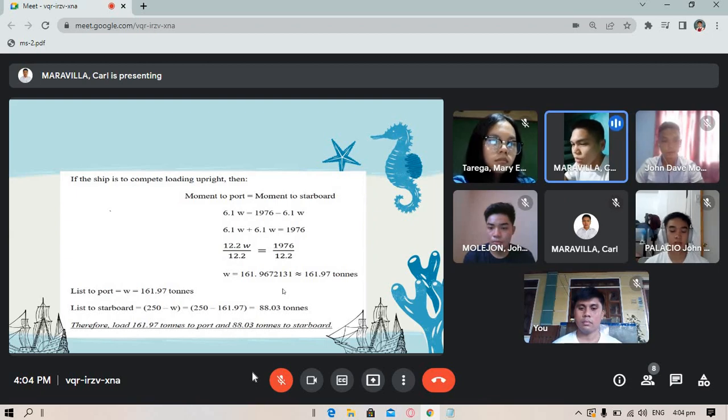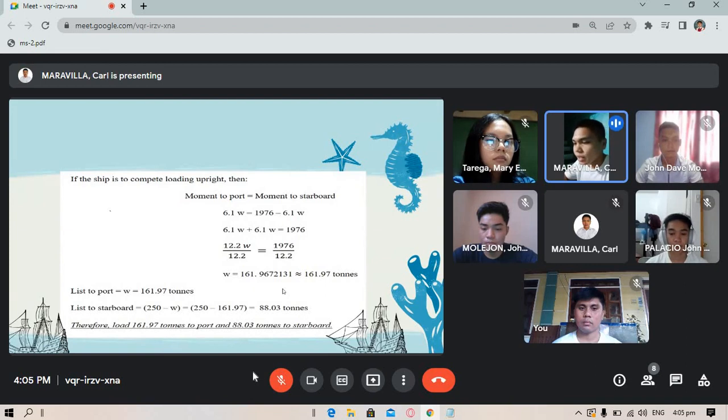So we now have the load to port, which is equal to the value of W, 161.97 tons, and the load to starboard, which is equal to 250 minus the value of W, 161.97, which gives 88.03 tons. Therefore, we can load 161.97 tons to port and 88.03 tons to starboard to make the ship upright after loading.